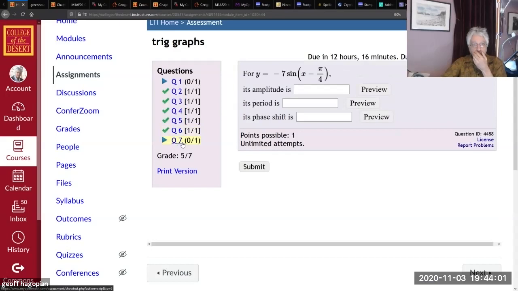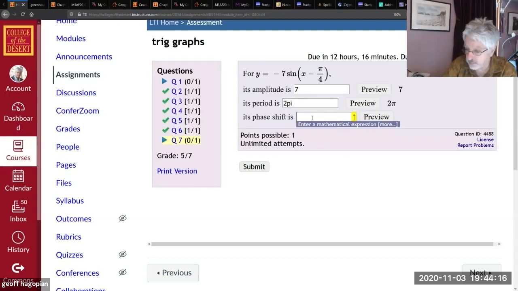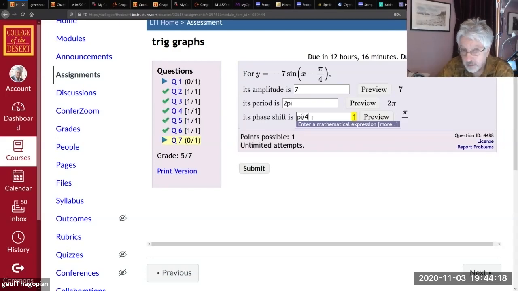How about this one? Y equals negative 7. Okay, so again, the amplitude is 7. The period is 2 pi again. It's very similar to the other one, huh? And the phase shift is pi over 4. Positive, right?